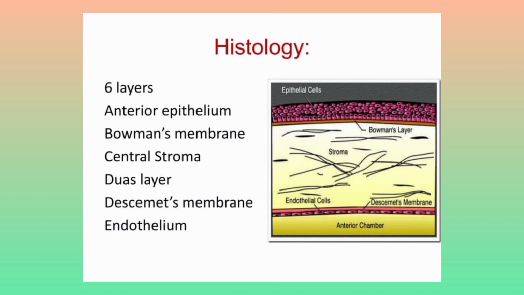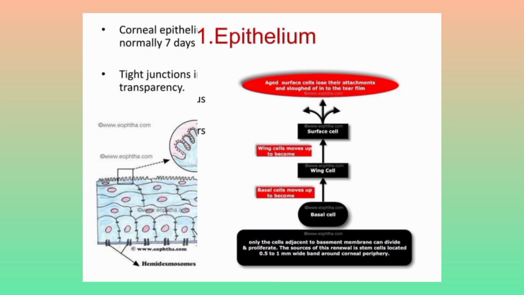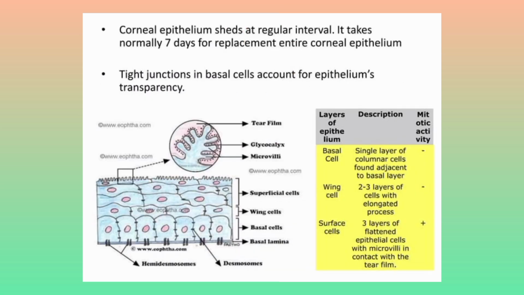Histology. Cornea has 6 layers, that is anterior epithelium, Bowman's membrane, central stroma, Dua's layer, Descemet's membrane, endothelium. Dua's layer is also called the pre-Descemet's membrane. Let's know about the corneal epithelium. It's 50 to 90 micron thick, stratified squamous type, consisting of 5 to 6 layers. Corneal epithelium sheds at regular intervals. It takes normally 7 days for replacement.